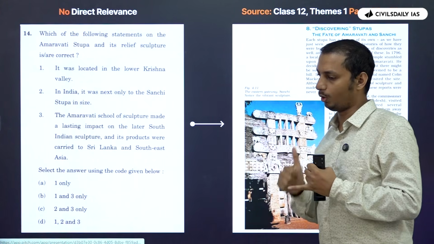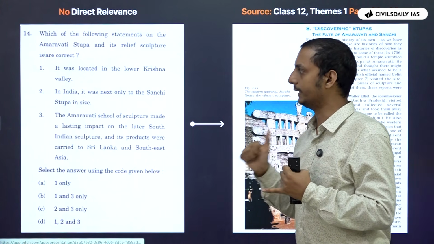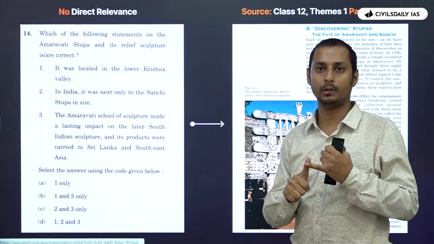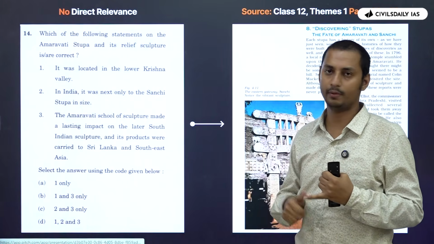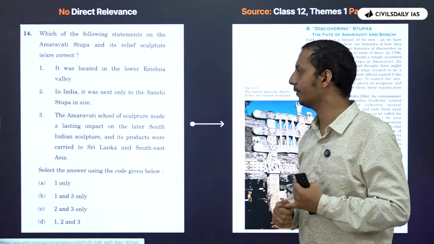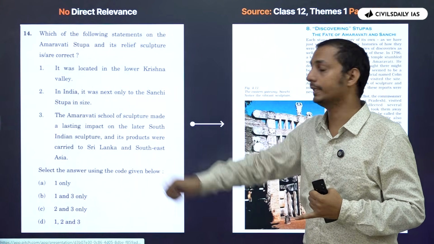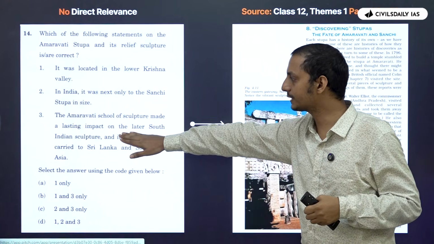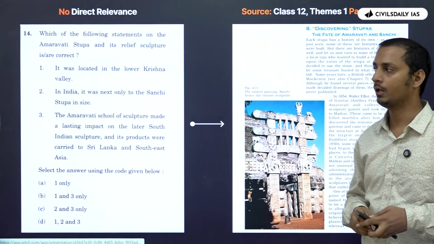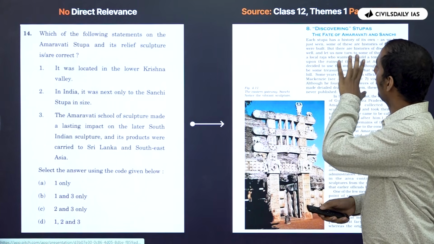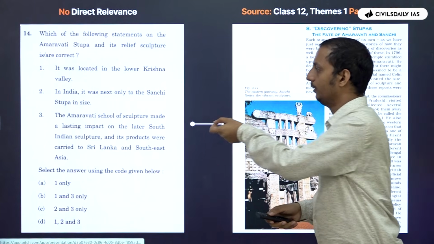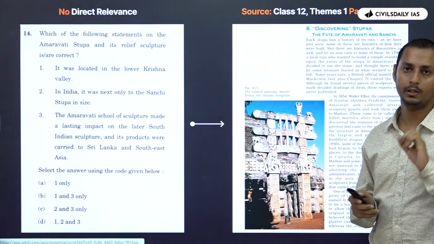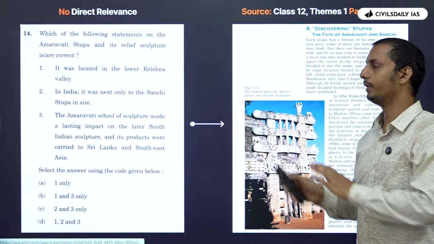But here they have not provided whether they are located in the Krishna Valley. Andhra Pradesh they have provided, but they have not provided whether they are located in the upper Krishna Valley, lower Krishna Valley or anything, or even Godavari or any of the rivers. They have not mentioned that it is not next to Sanchi sculpture in size. That also they have not mentioned. Even the third statement, that also they have not mentioned here. So even though there is a chapter regarding Amaravati and Sanchi, the direct questions cannot be answered from this particular information. So this is also not a direct hit, but some kind of relevance you will be able to get from the same.